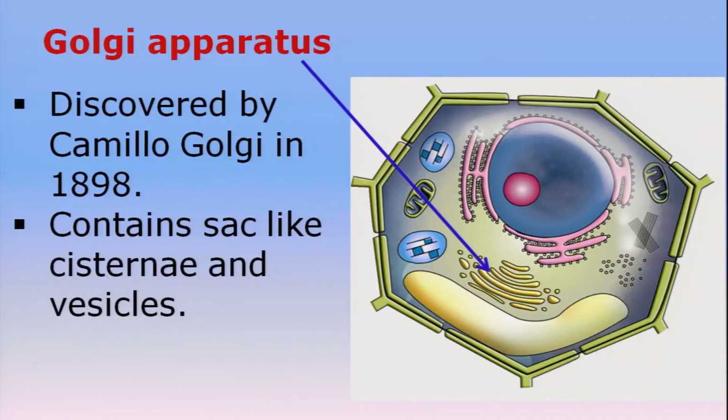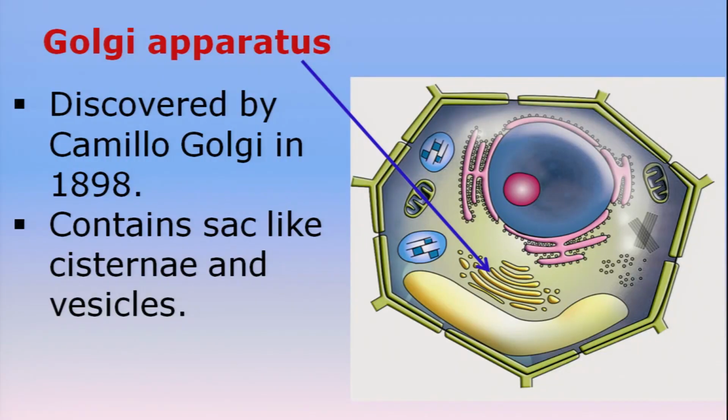Now, the next organelle in our list is Golgi apparatus. Golgi apparatus is also known as Golgi bodies or Golgi complex. It was discovered by Camillo Golgi in 1898. Camillo Golgi was a famous biologist from Italy, and he discovered Golgi apparatus in 1898. As you can say, Golgi apparatus has got its name from its discoverer, that is Camillo Golgi.